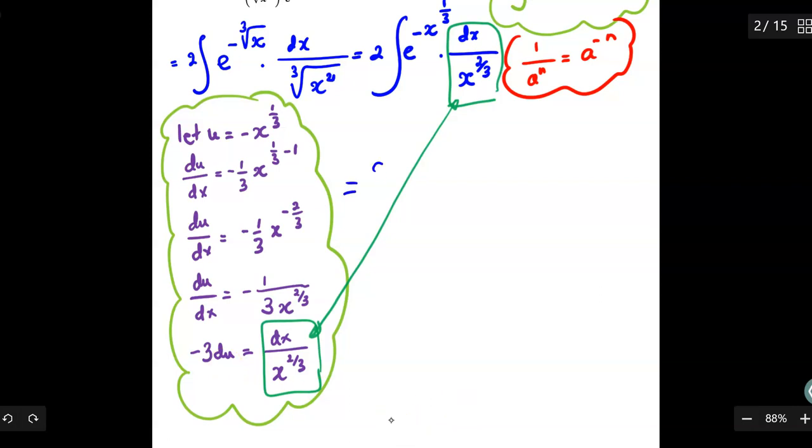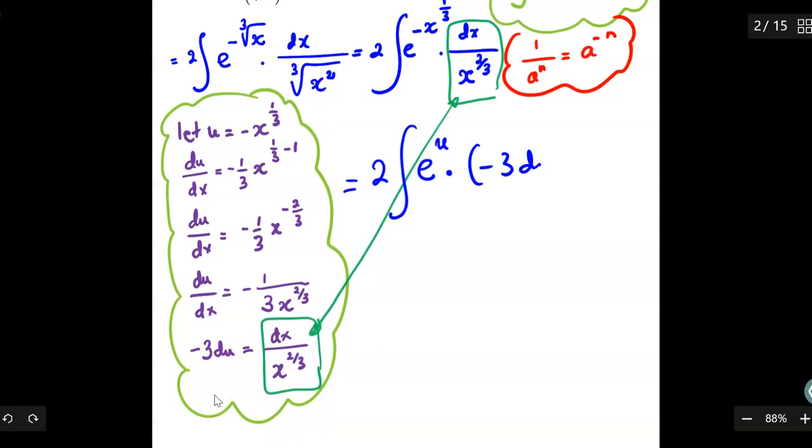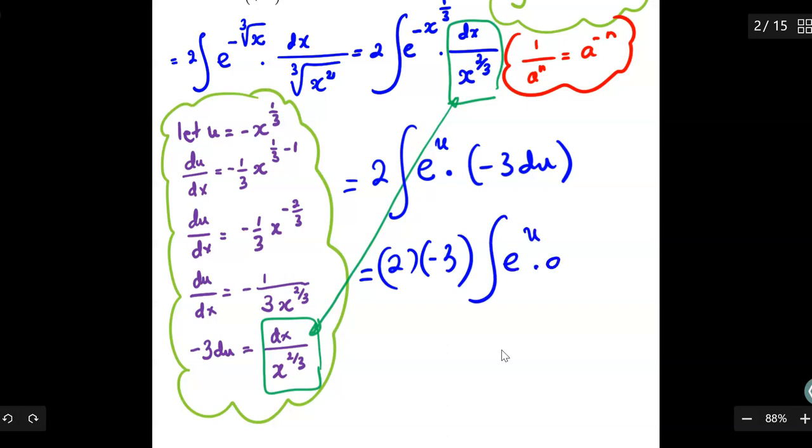Okay, so that is the substitution method. So now I can write an integral of e, okay, what do I let u equal to? u equal to this whole exponent, so that will be e raised to exponent u times what? Instead of dx divided by x to the 2/3, I will write it as times negative 3 times du. Okay, so now I will bring the negative 3 across the integral sign because they are multiplication. So what do I have left?